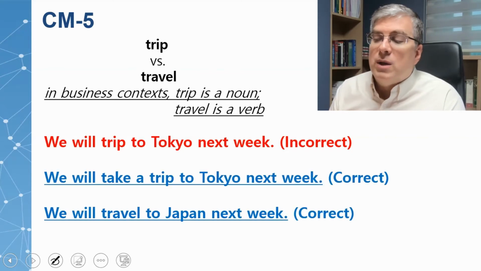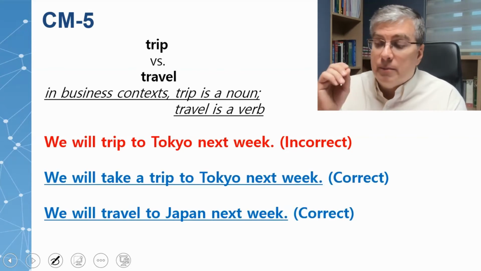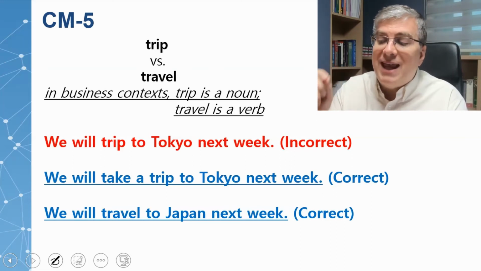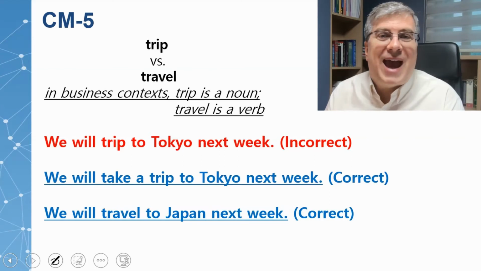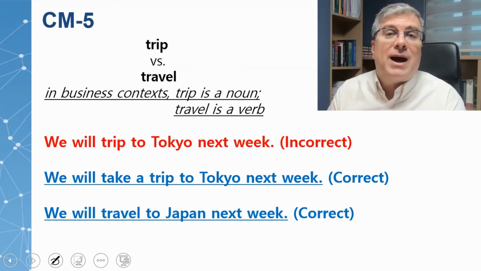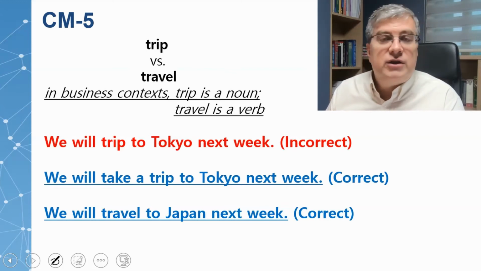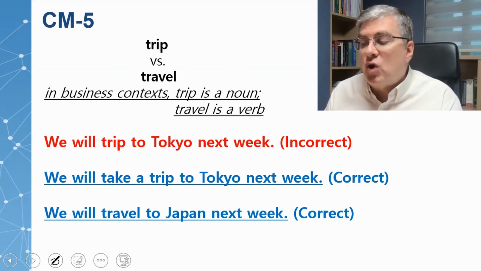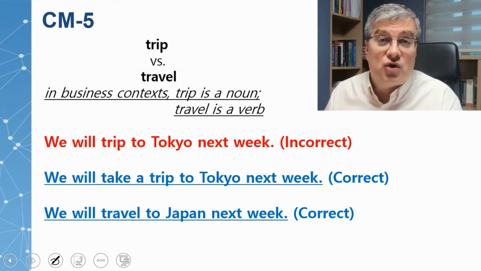Instead, we will take a trip to Tokyo. Now you can use trip as a noun. The verb is take. We will take a trip to Tokyo next week. We can also, of course, use have a trip. I have a trip coming up. You could also say that. Otherwise, just use travel as the verb. We will travel to Japan next week would be much better than we will trip to Japan.